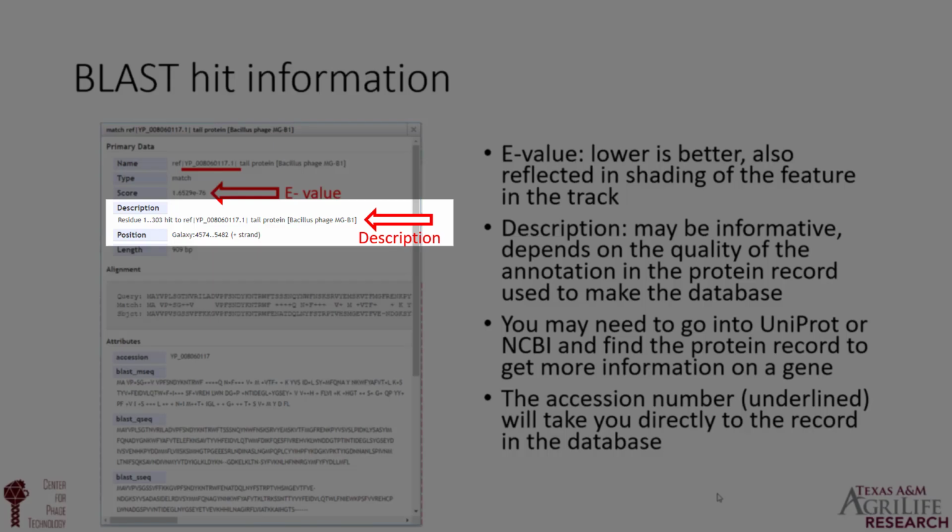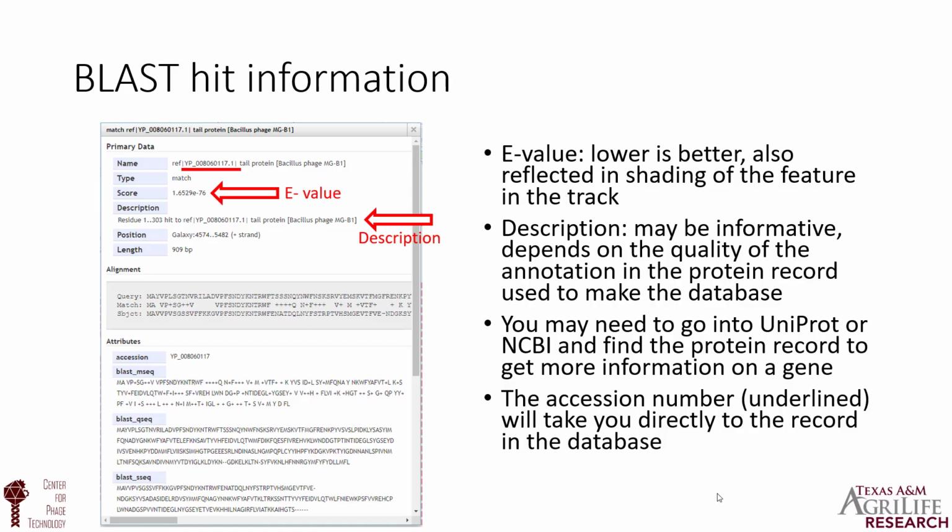The blast hit description is also provided. This may be informative and is entirely dependent on the quality of the annotation of the protein record that was used to make the database. This line is pulled directly from the protein entry in the database, so the quality of that description will depend on the quality of the protein record that it was deposited.